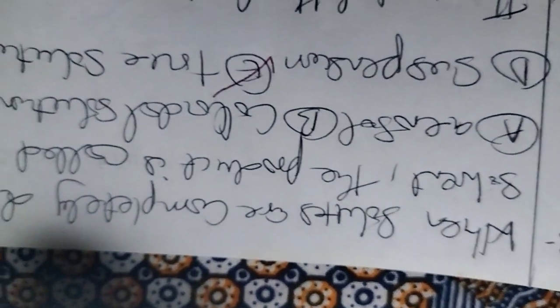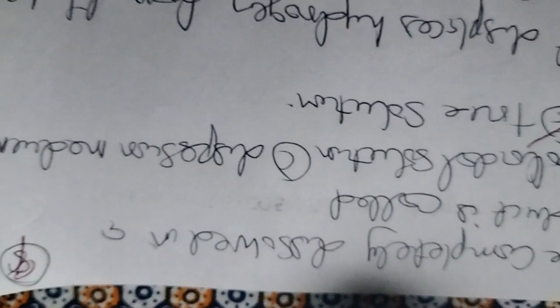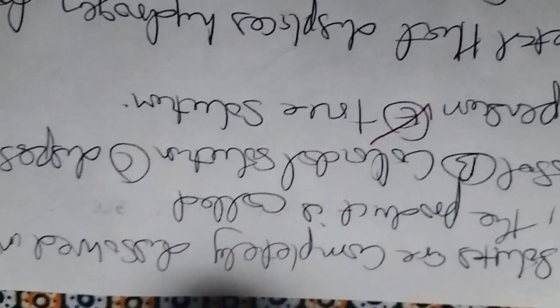Number 33. When solutes are completely dissolved in a solvent, the product is called A, aerosol, B, colloidal solution, C, dispersed medium, D, suspension, and E, true solution. The answer to the question is true solution. So number 33 is E.